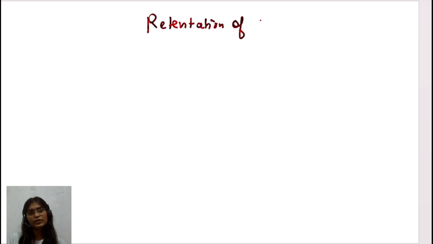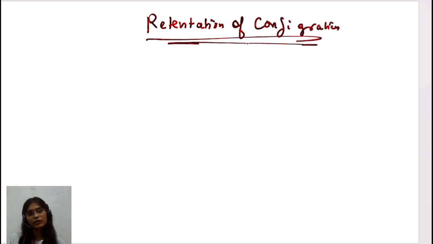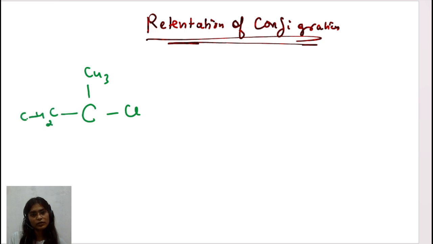Okay, the SN1 mechanism is very famous for the retention of configuration. What is the meaning of this phrase, retention of configuration? Let's consider an example right now. Suppose this is my chlorine, this is my CH3 group, this is my CH2CH3 group, and this is hydrogen. I hope everyone is now familiar with this. Chlorine is going to be my leaving group. So let's see, how about the retention.